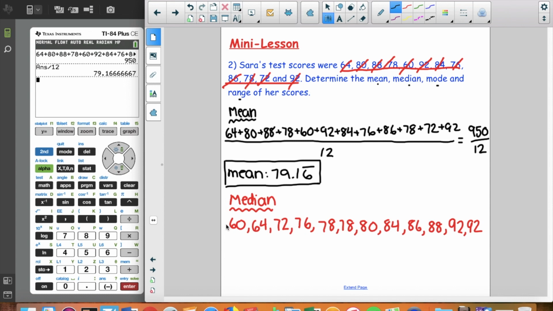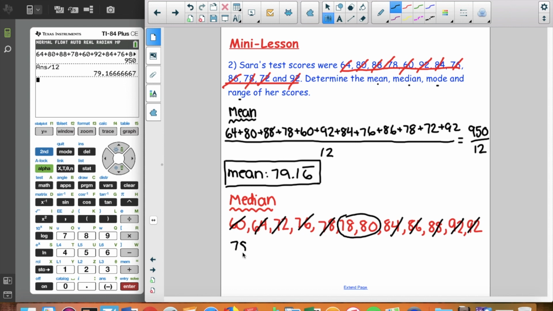Now let's start finding the median. So to find the median, you cross out the smallest and the biggest, and then you keep doing that until you get the middle number. Well, now look, we have two numbers in the middle. We can't cross them both out because we won't be able to find the middle number that way. When there's two numbers in the middle, we find the average.